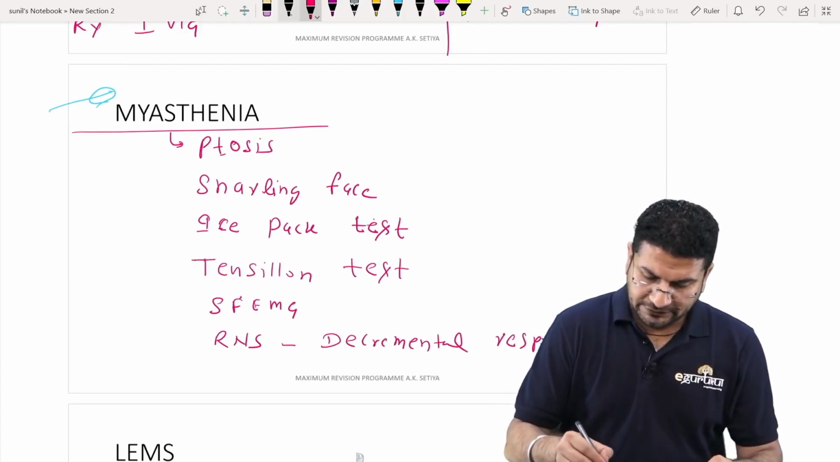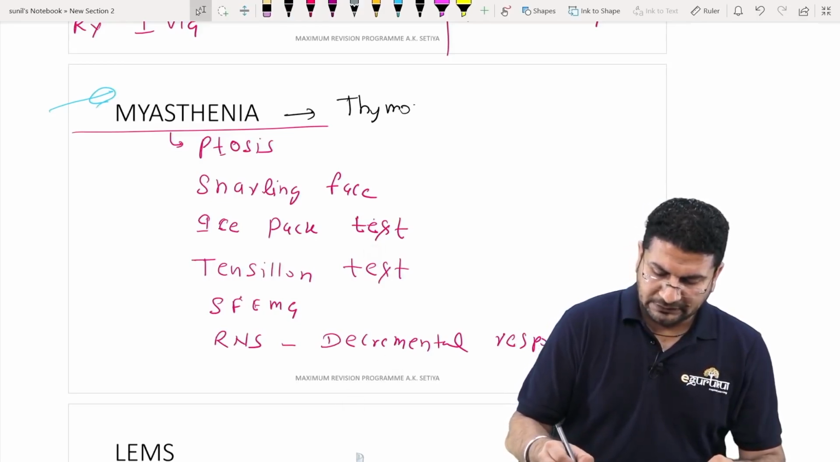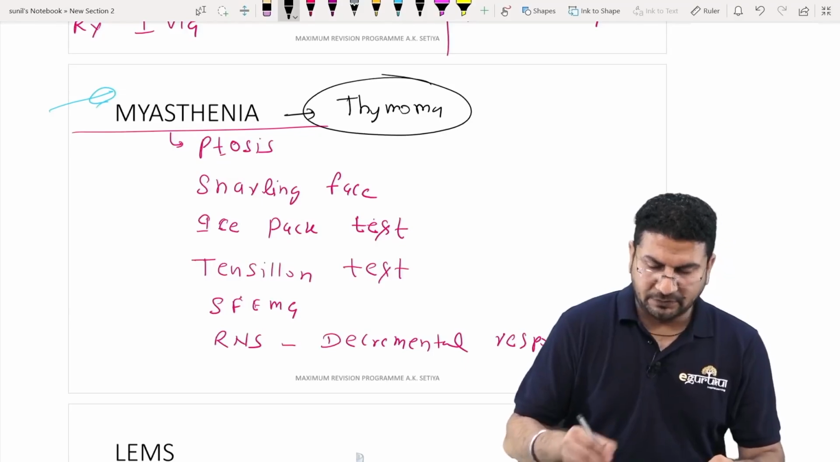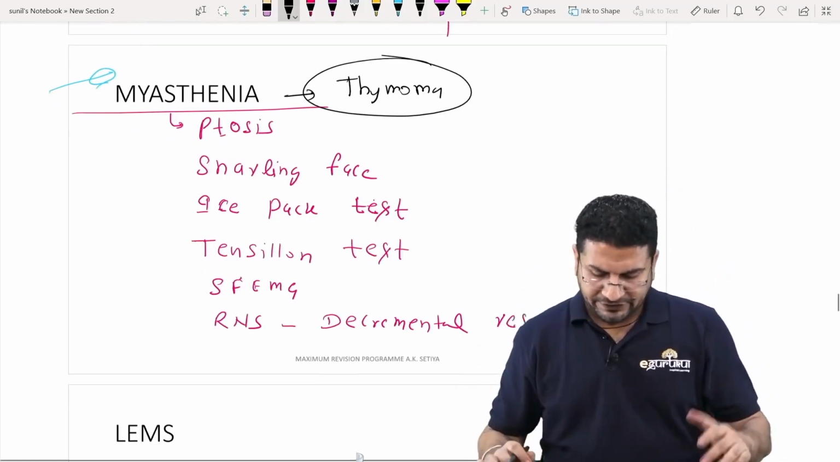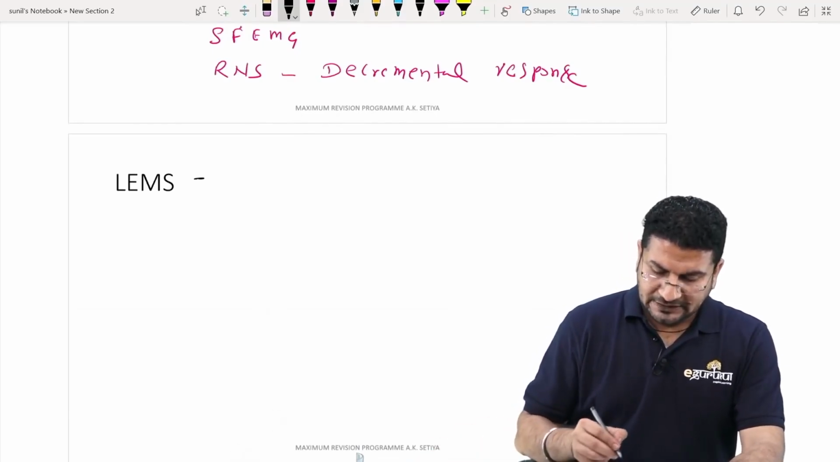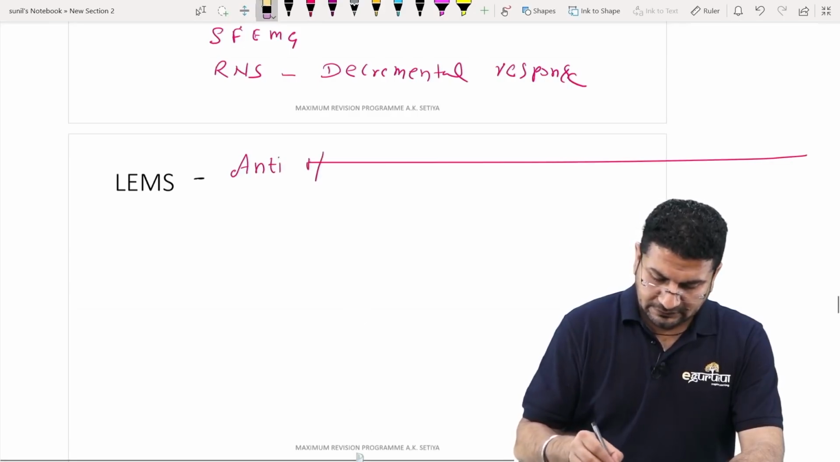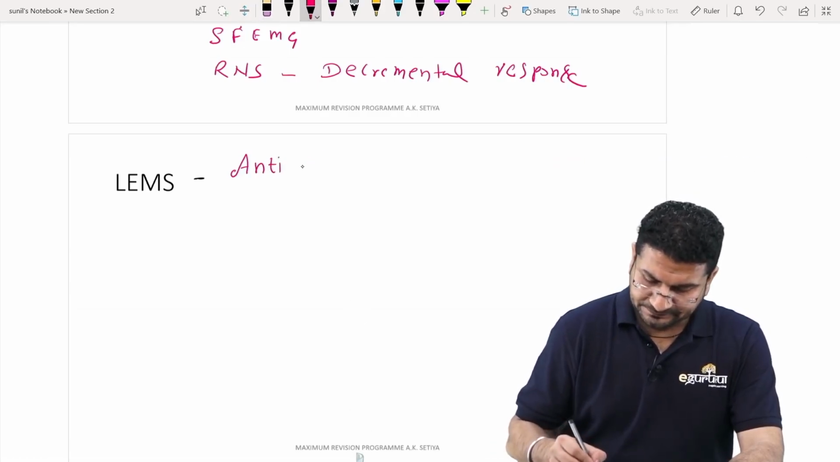Myasthenia is associated with thymoma. So remember, thymectomy is recommended in all patients. The differential for myasthenia will be Lambert-Eaton myasthenia syndrome. So understand this. Here you will see anti-P/Q type of calcium channel antibody.